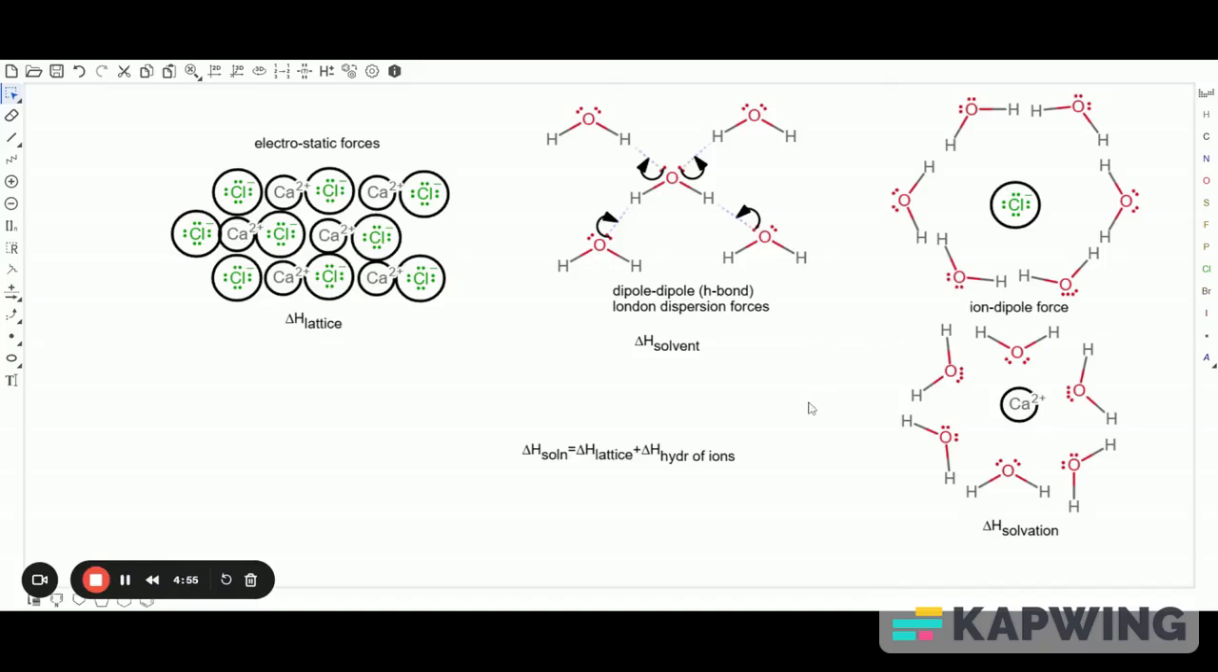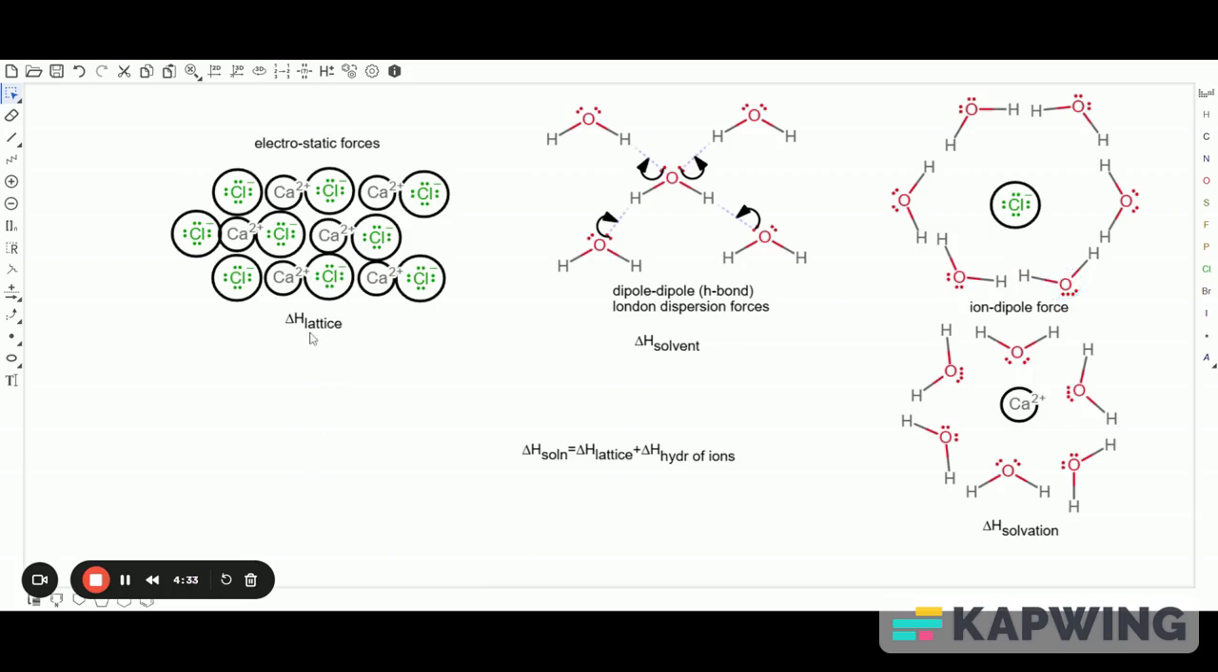Let's talk about the enthalpy of solution for ionic compounds. What I have here is an illustration of something called calcium chloride. This particular compound is held together by electrostatic forces of oppositely charged ions. We're going to think of the enthalpy of the solution as happening in three distinct phases.